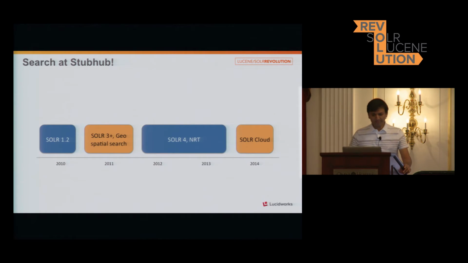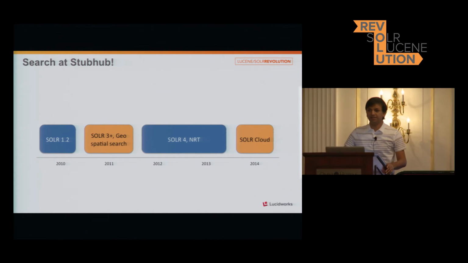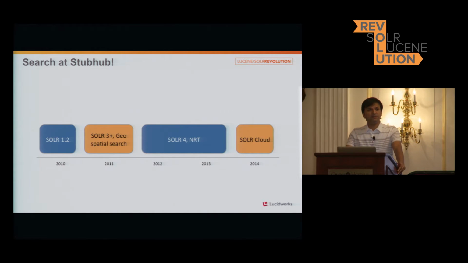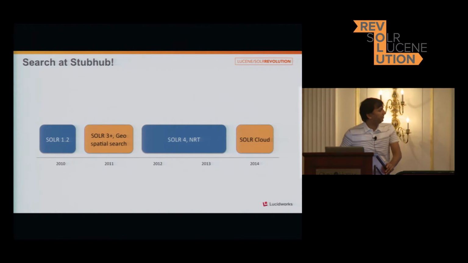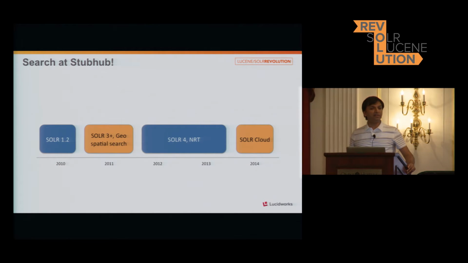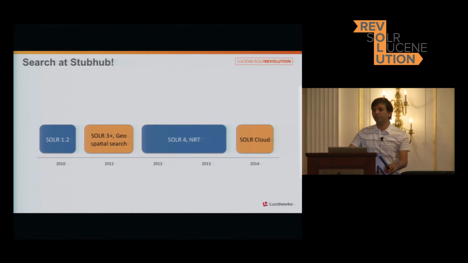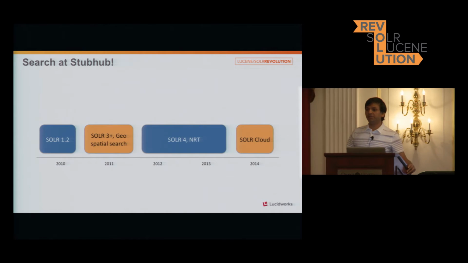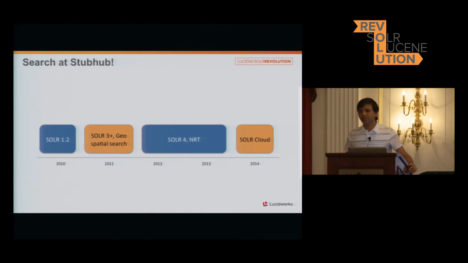Anyways. Here is a little history of how we have been using Solr at Stubhub. We started using Solr 1.2 in 2010. In 2011, we upgraded to 1.4, mainly to leverage the multi-core functionality. Later that year, we did a major upgrade to Solr 3, basically to avail the geospatial search support from Solr, as well as the group by functionality, which is also called field collapsing in Solr.